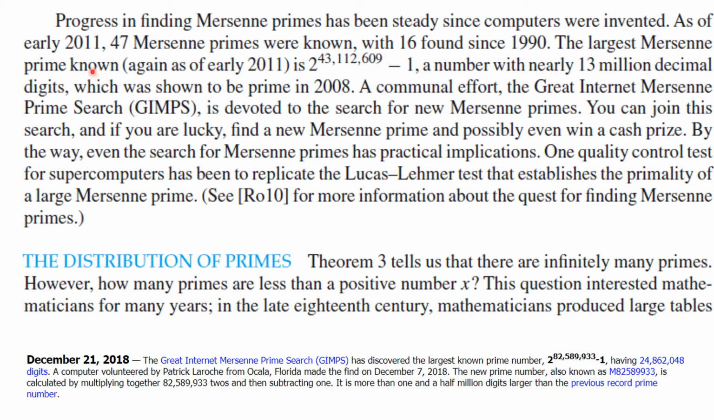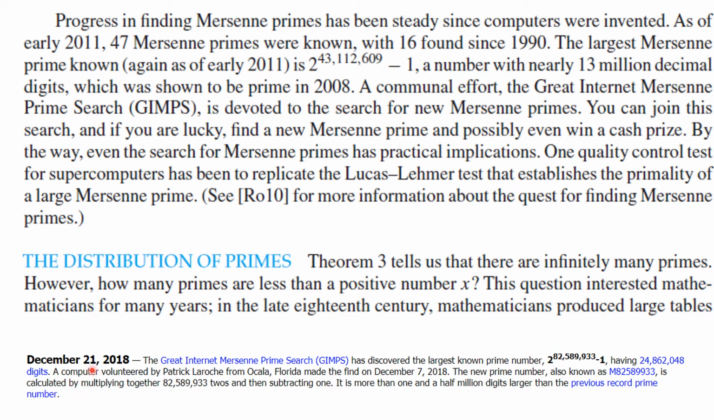At the time of the writing of these notes, as of 2011, 47 Mersenne primes were known, and 16 have been found since. The largest one as of 2011 was this number, 2 to the 43,112,609 minus 1. And this is a number with nearly 13 million decimal digits. And this was shown to be prime in 2008.